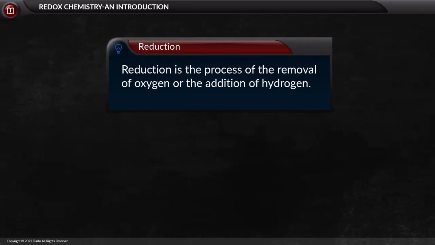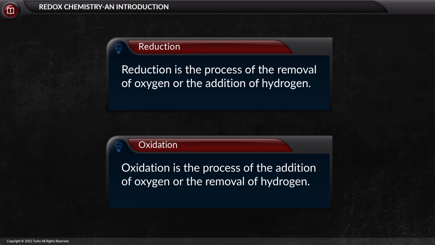What is reduction? Reduction is the process of the removal of oxygen, or the addition of hydrogen. And what is oxidation? Oxidation is the process of the addition of oxygen, or the removal of hydrogen. Let us take an example to understand these processes.